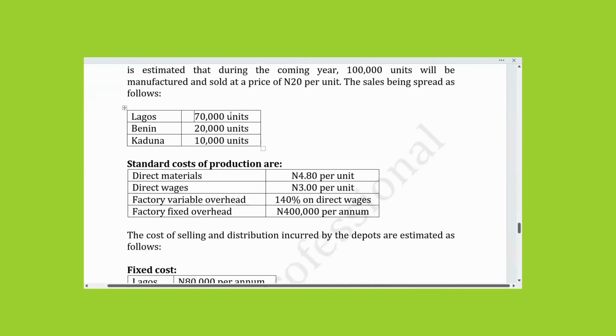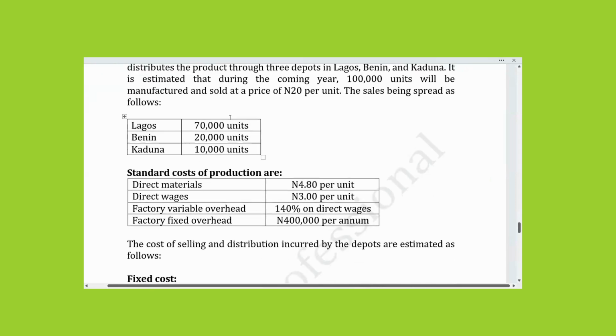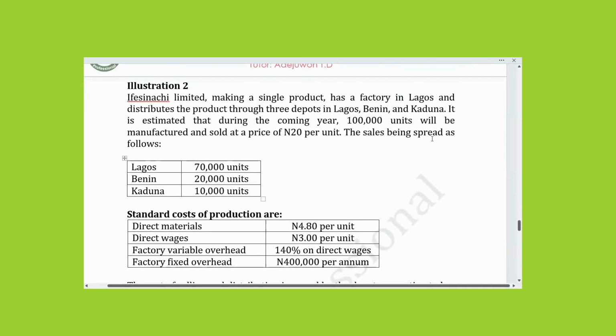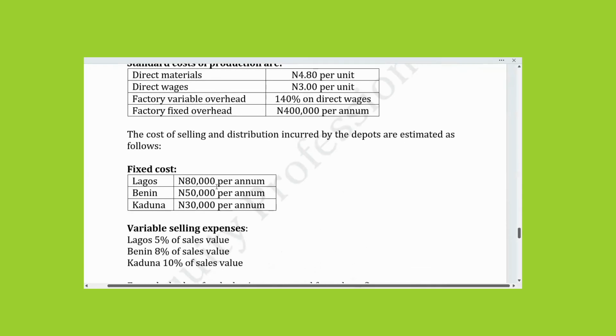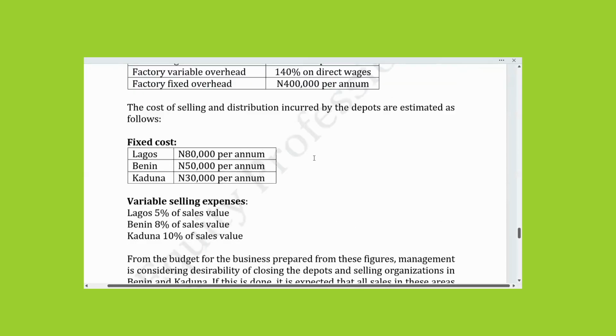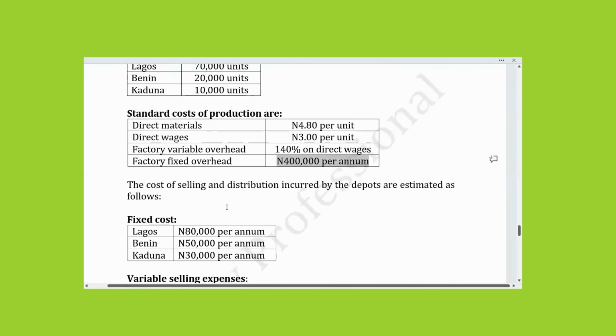But because in the question it's very specific, 100,000 units is what is common to all the depots, and that 100,000 is split into Lagos 70,000, Benin 20,000, and then Kaduna 10,000. So that is what you are going to use to share the fixed overhead of 400,000 naira incurred.